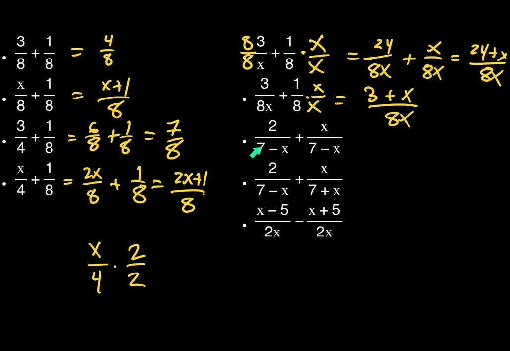They're the same denominator, which is fun and easy. I can just do 2 plus x. Paying really close attention, that's a plus, so make sure we're adding there. 2 plus x over 7 minus x. And that is simplified. Do not reduce those.